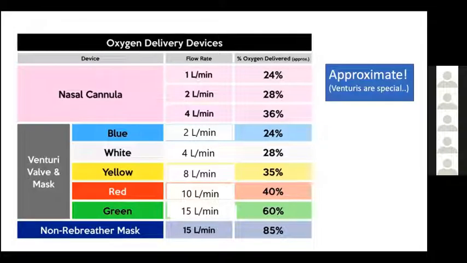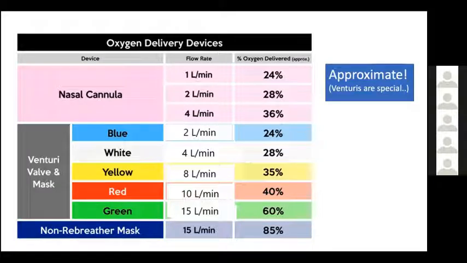You can convert the flow rate to the FiO2 with a chart like this, but it's important to remember that these conversions are approximate, and actually for a fixed flow rate, the FiO2 as a percentage can vary considerably. And this is because that percentage depends on how much the patient is ventilating and therefore how much air they're bringing in from around them.